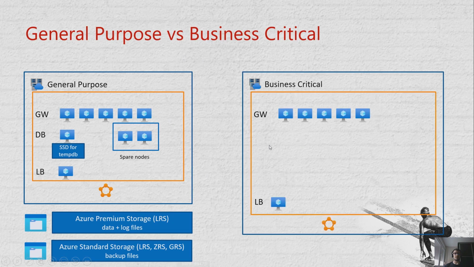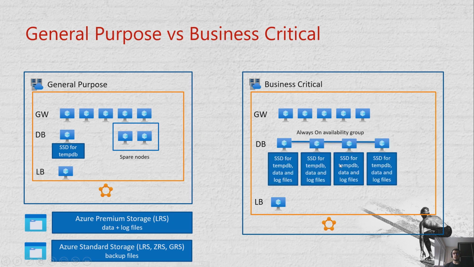What about business critical? So same architecture at the beginning as general purpose. Virtual cluster, nodes for gateways, for load balancer, service fabric, but DB nodes are now forming an Always On availability group. These nodes, virtual machines, have SSD for temp.db, data, and log files, and this data is synchronously replicated across all nodes. In case of failure of any node, there is a spare node in the cluster that is sitting and waiting for a signal to join this availability group, and data will be seeded to this node as well.